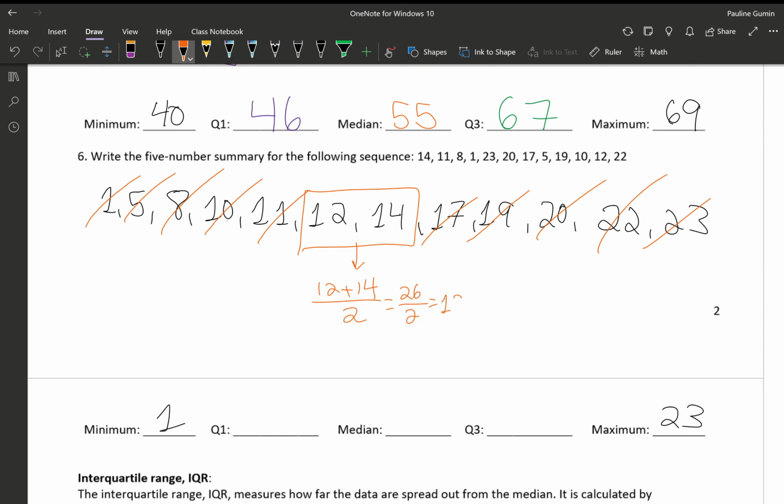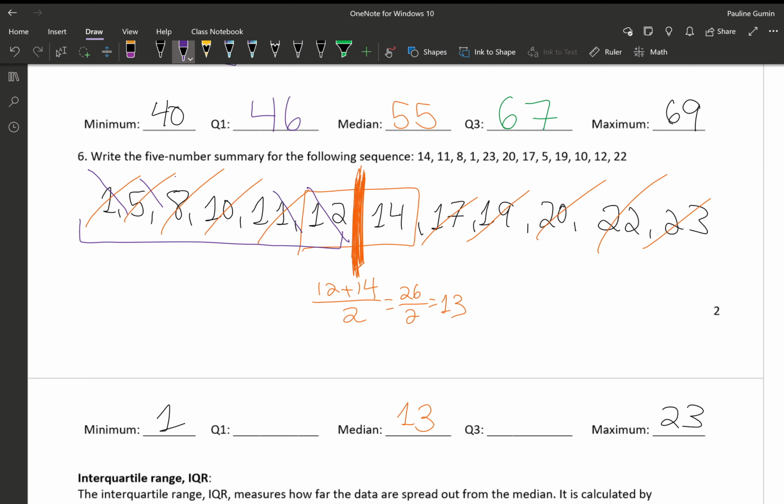So that's 13. So again, you could have seen that 13 is in the middle of 12 and 14. But what if it was something else? All right, so 13 exists somewhere right here in between 12 and 14. Since 13 was not actually on our list, we're going to use 1 through 12 for Q1 and then 14 through 23 for Q3. So let's find out Q1.